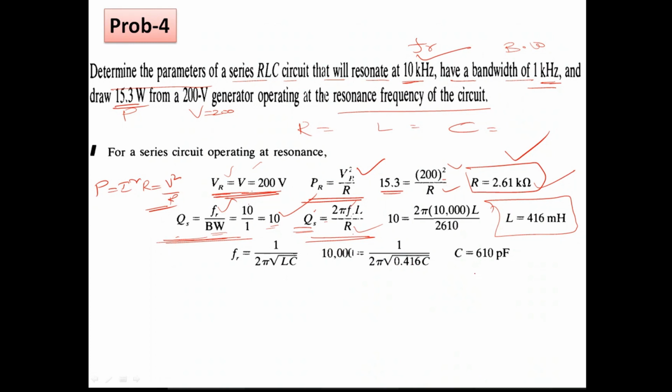Then finally, you have to find out the capacitance. So the resonant frequency expression we already know: Fr is equal to 1 by 2 pi root over LC, where the resonant frequency here is given as 10 kilohertz. Then L we have already determined, and from that, if you find the capacitance, then you will get the capacitance value of 610 picofarads.